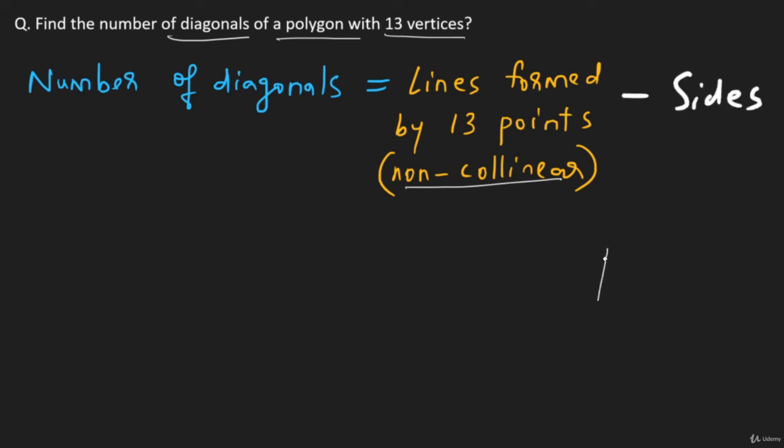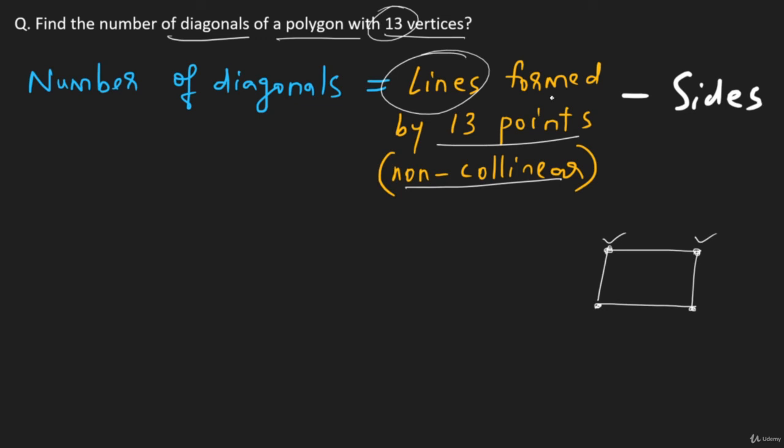Because say you have a quadrilateral over here. Now, if you find all the lines that can be formed by 4 points, in the case of a quadrilateral, you will not only get the diagonals, but you will get the sides also, right? Because say you're selecting this point and this point, you will get this line which is a side, which is not a diagonal.